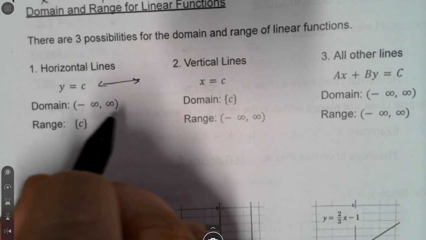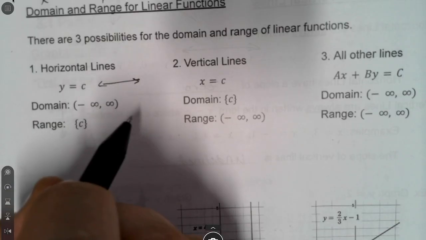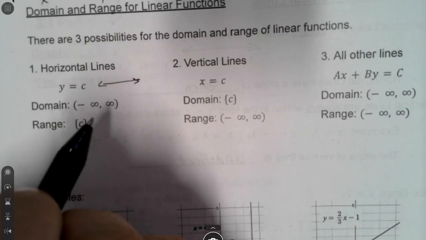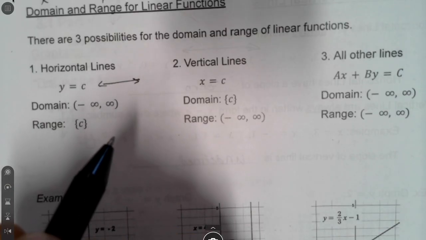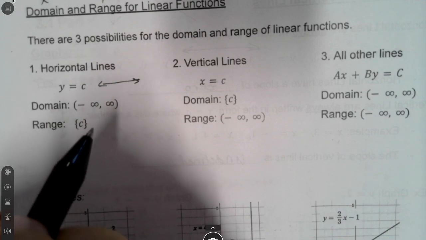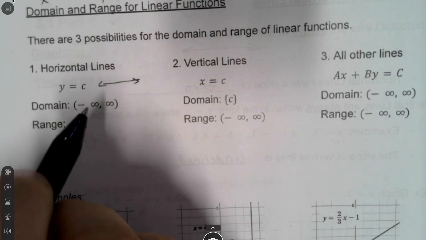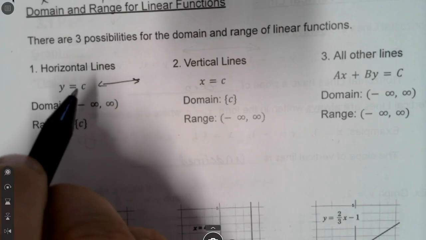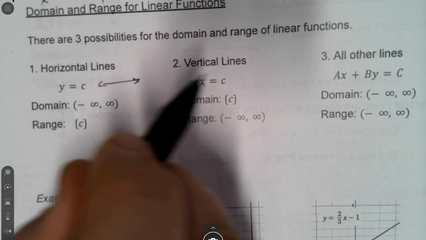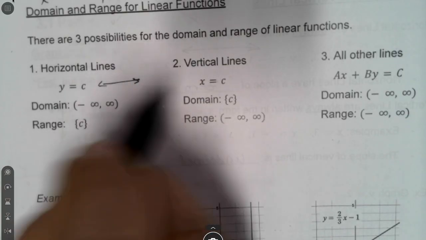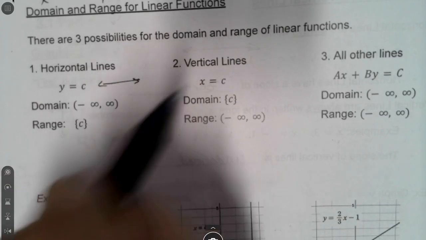I know this looks like an ordered pair, but it's actually not. It's an interval. It's written the same way. Don't ask me why. I'm not the math judge here. It's just what they decided. So it's saying it goes all the way down to negative infinity and all the way up to positive infinity. So it goes forever down and forever up, forever left, forever right.